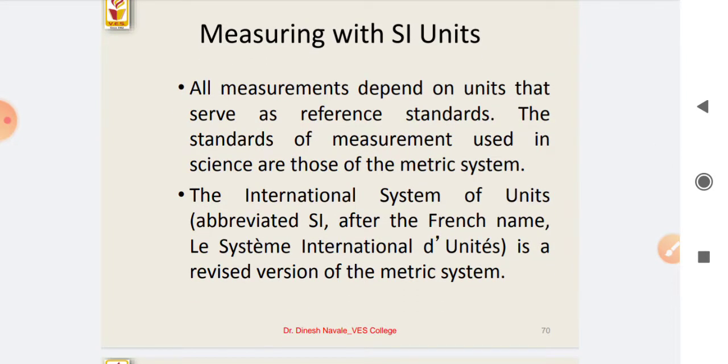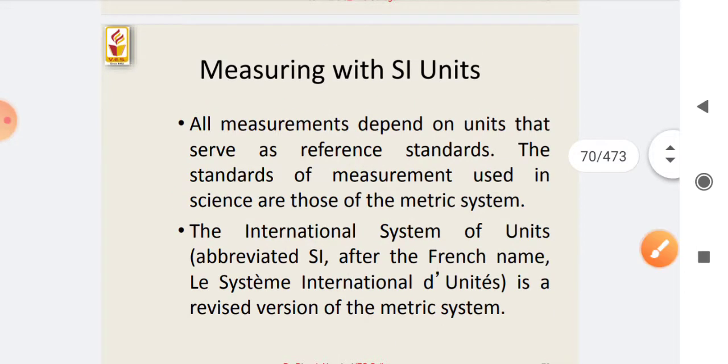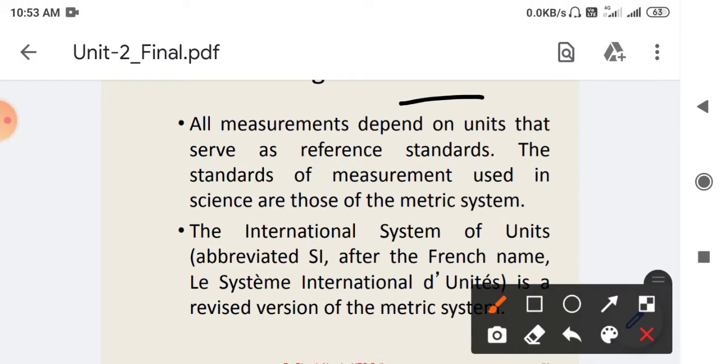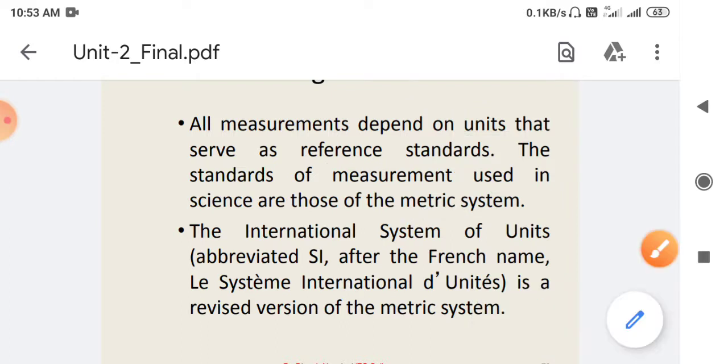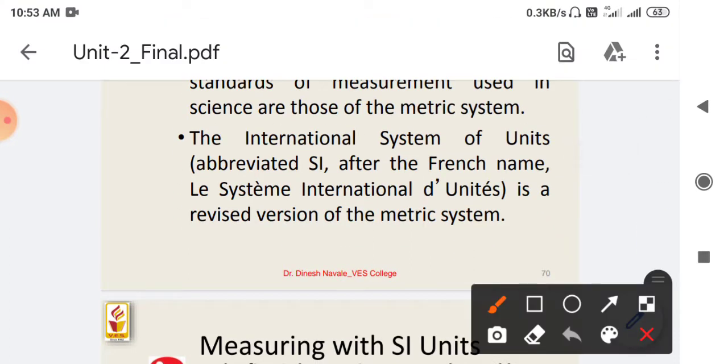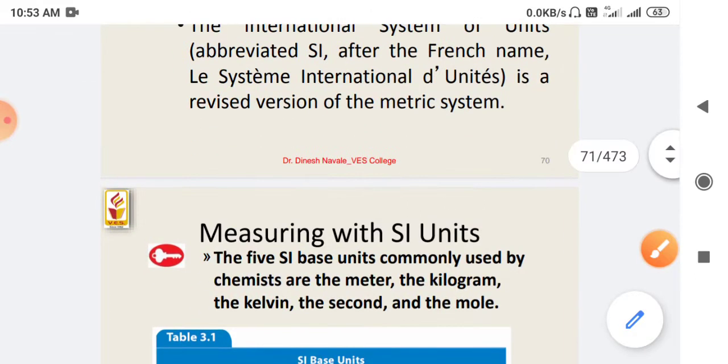So for measurement we require certain units, and these units are SI units. All the measurements depend upon the units that serve as the reference standard. The standard of measurement used in science is nothing but metric units. The International System of Units, abbreviated as SI units, is the common system that we generally come across in the science field, and these units are generally used for measurements.